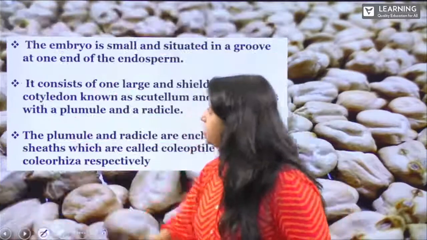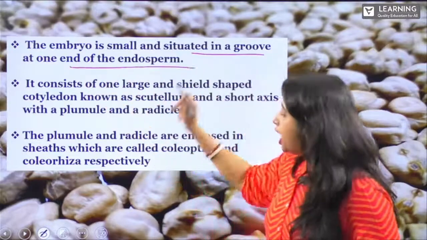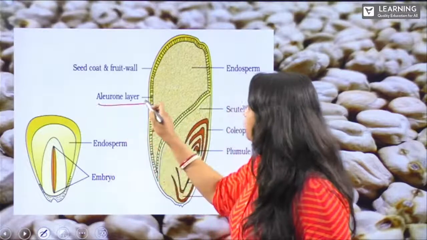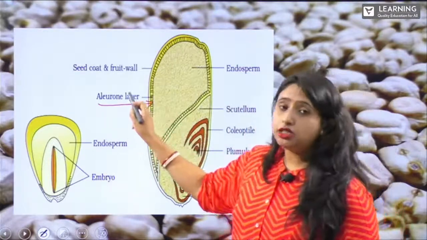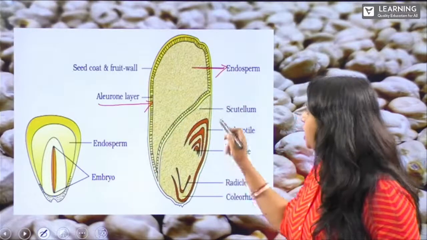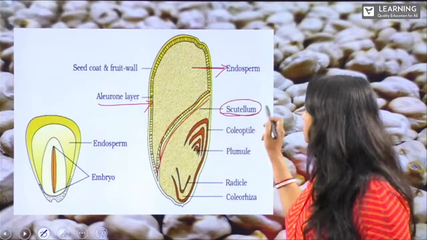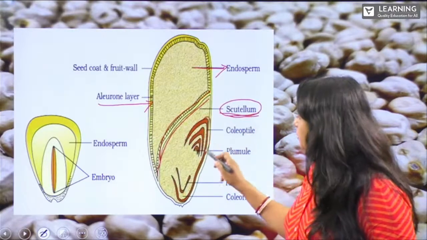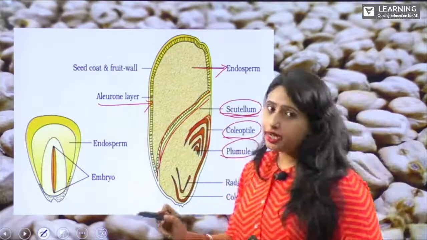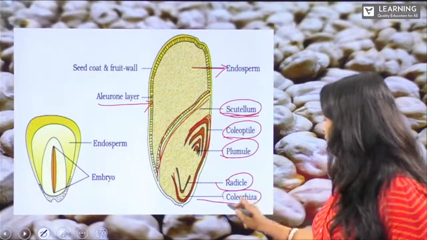Next, the embryo is small and situated in a groove at one end of the endosperm. As you can see in this picture, the outermost layer is known as the aleurone layer, and this is your endosperm. This layer is known as your scutellum, and this is the portion where the plumule lies, covered by your coleoptile. Here you can see the radicle, which is covered with a covering called coleorhiza.